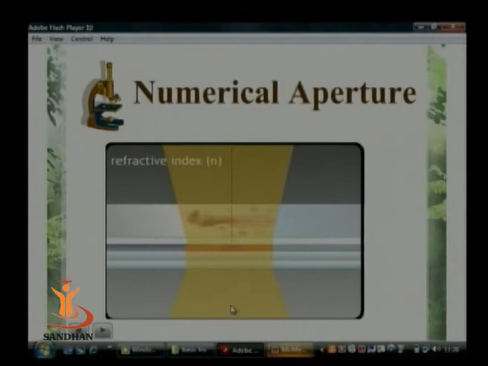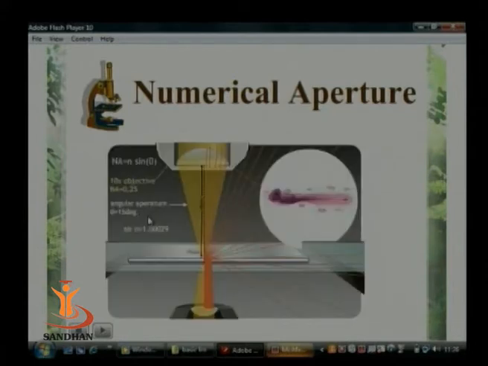What you see here is the cone of light which is entering the microscope's objective, and the refractive index in this case is that of air, which is almost 1, because the exact value is 1.00029, refractive index of the air, whereas the cover slip which has been placed above the object has the refractive index of 1.5. Now see what happens.